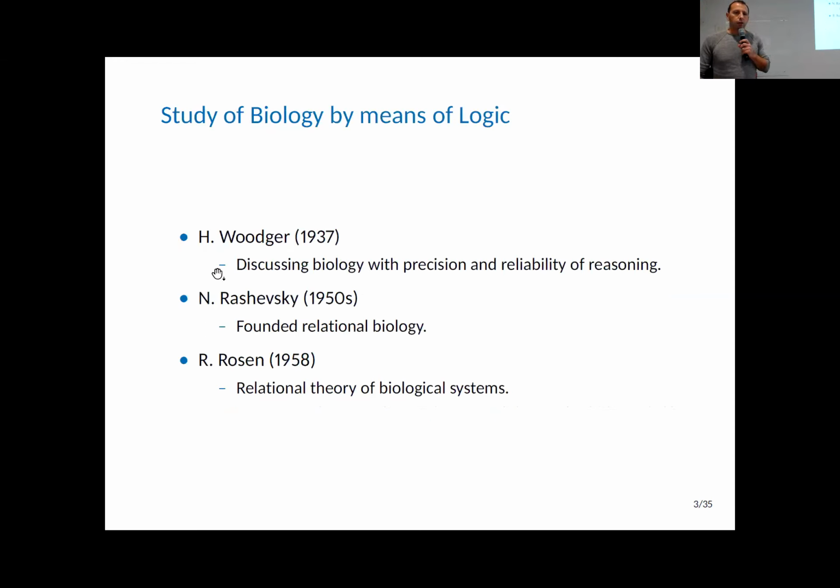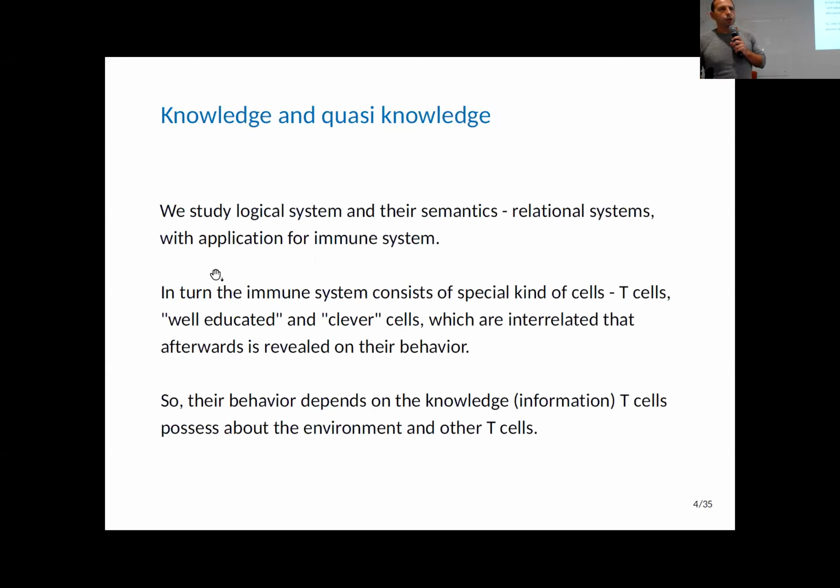So the study of biology by mathematical means is not new. It was first proposed in the 1930s when Woodger proposed discussing biology by means of precise mathematical reasoning. And then in the 50s, Rashevsky and Rosen developed the relational theory of biological systems. What we're trying to do is to give a logical system, and in particular relational systems, which will have applications in immune systems.